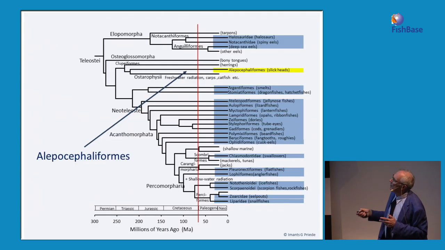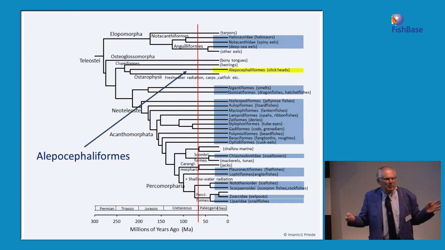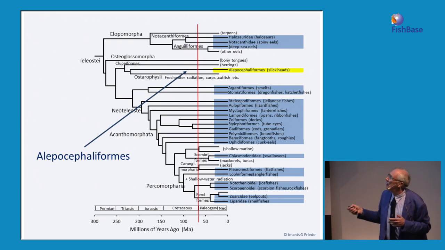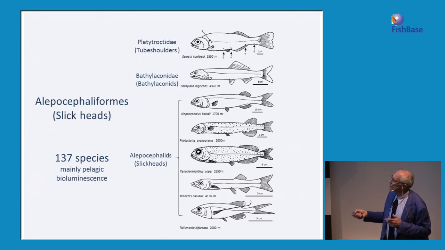Now we go to the Alepocephaliformes. Now, if you look at the evolutionary tree, it's right next to the herrings and the Ostariophysi, freshwater carps and catfish. And so this is a group that somewhere around the Jurassic said, oh, I'm not going to go into shallow water, I'm not going to go into freshwater, we'll just go into the deep. And they're a tremendously successful group.